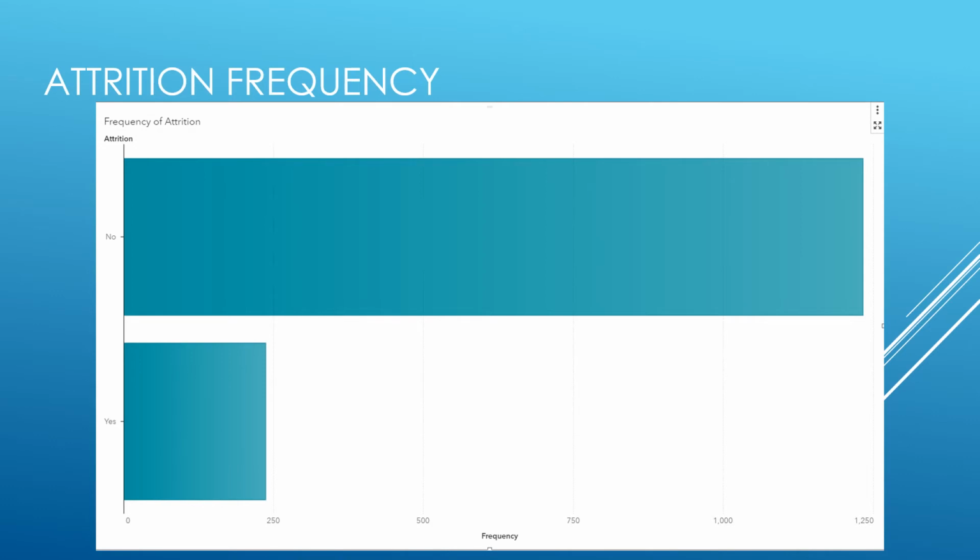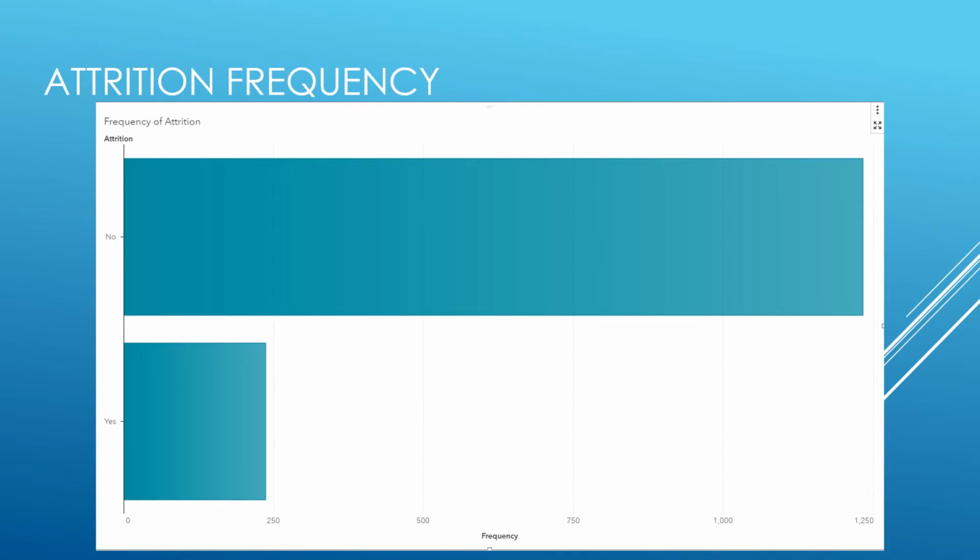When looking at attrition frequency, rather, I'm sorry, we can see in this data set among these employees, there is not a high level of attrition. A little bit under 250 employees have been marked as yes for attrition.